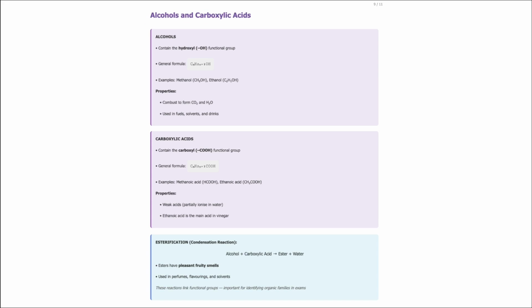Ethanol is the simplest alcohol used in fuels and solvents. Ethanoic acid is the main carboxylic acid used in vinegar. When they react together, they form esters, which have pleasant fruity smells. These reactions link functional groups, an important idea for identifying organic families in exams.